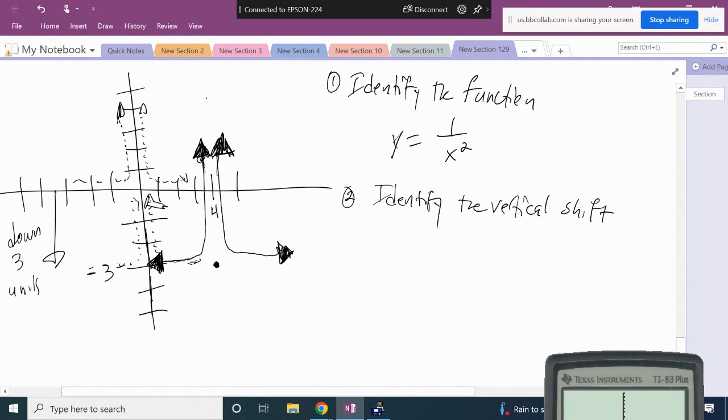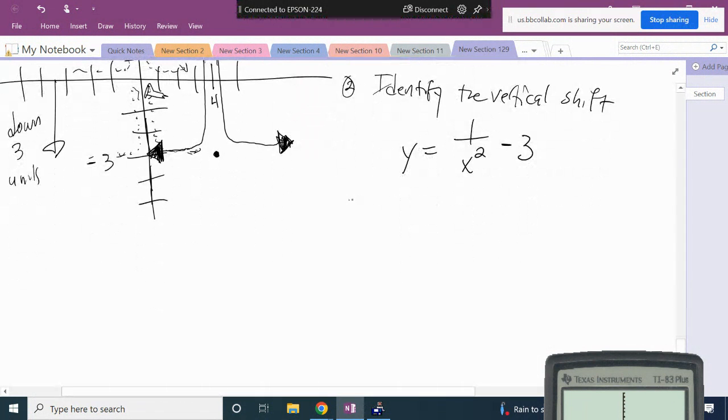Right. So in order to shift anything down 3 units, we would simply just take the function, subtract 3. So we can write that as y is equal to 1 over x squared minus 3, right? Now we're going to identify the horizontal shift, excuse me.